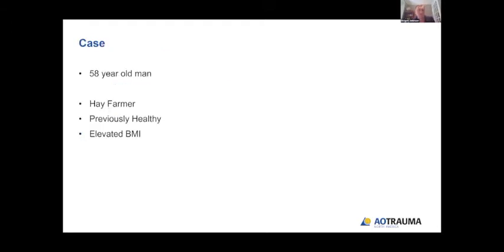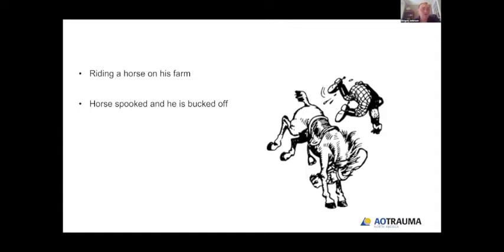We'll look at the images and how we go through this case in terms of deciding on fixation and post-op. So this is a case of a 58-year-old man. He's a hay farmer, previously healthy, elevated BMI. And this is my case from Toronto. So there are a few cowboys around, not just Dr. Rout's neck of the woods. He's riding on his horse on a farm, and the horse is spooked and he's bucked off.